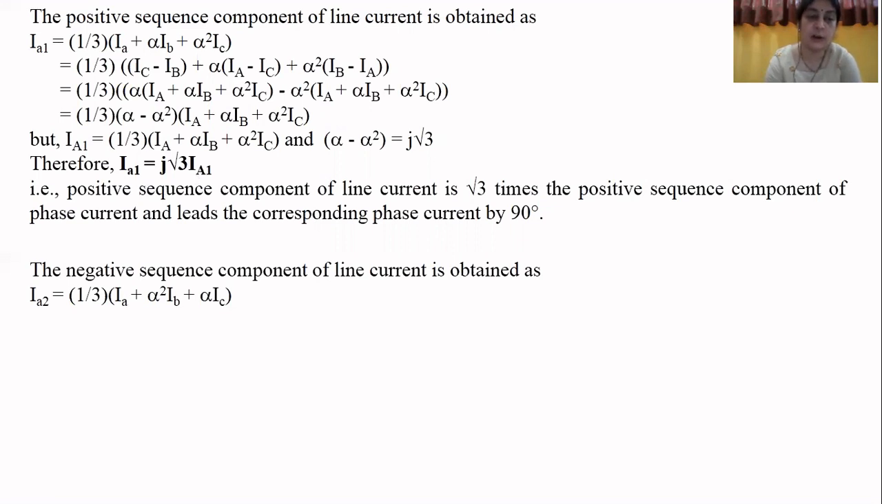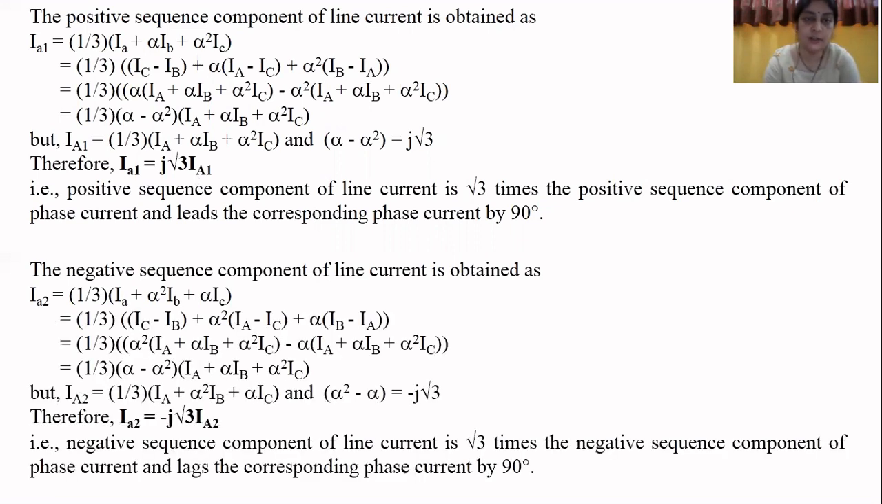Similarly, when we talk about the negative sequence component, we can obtain the relation that IA2, small a2, meaning the negative sequence component of the line current is root 3 times the corresponding negative sequence component of the phase current and will lag it by 90 degrees.